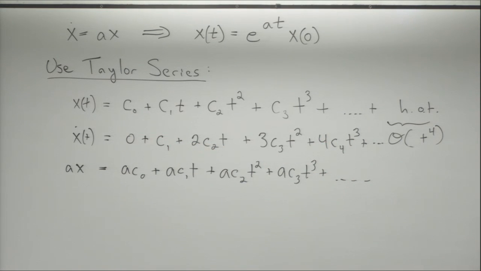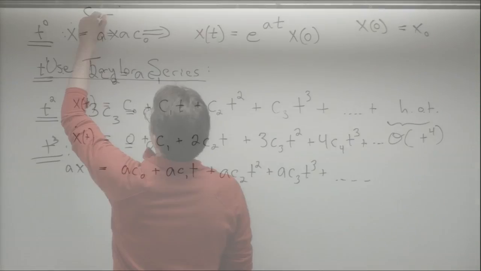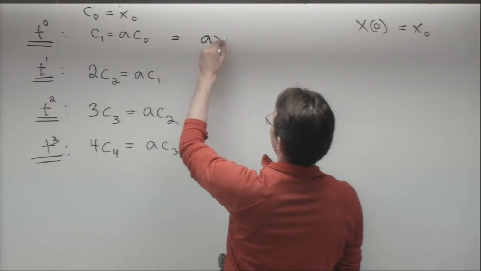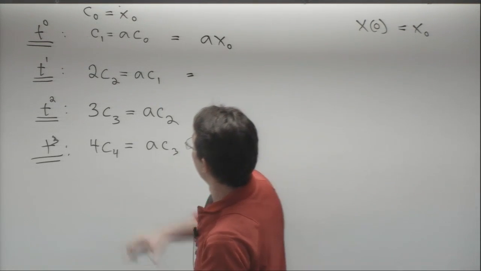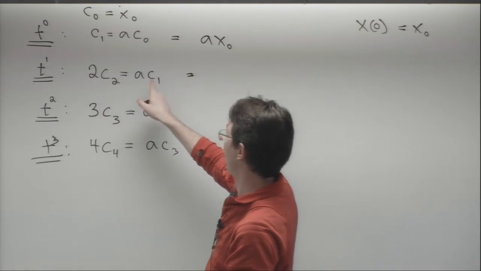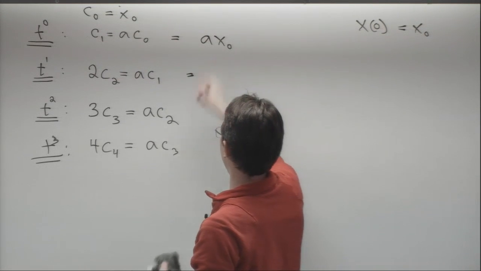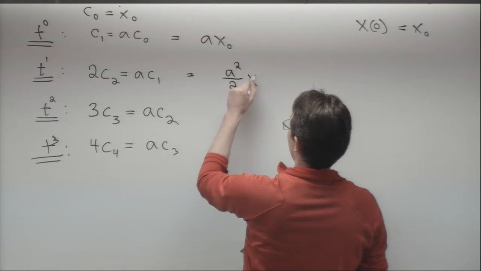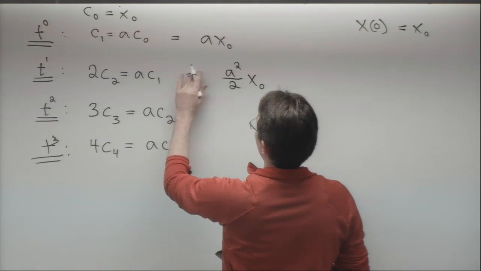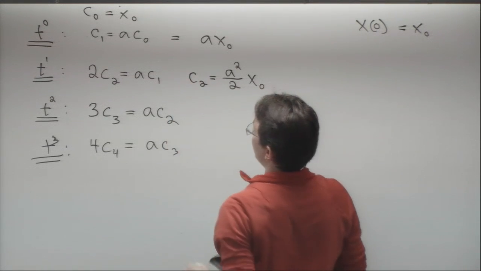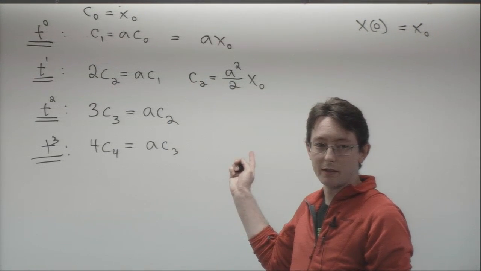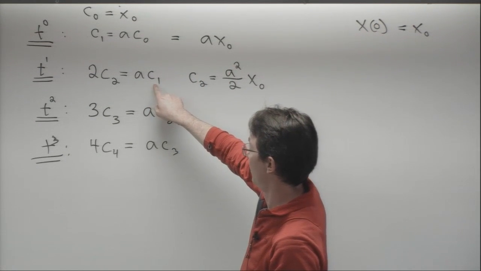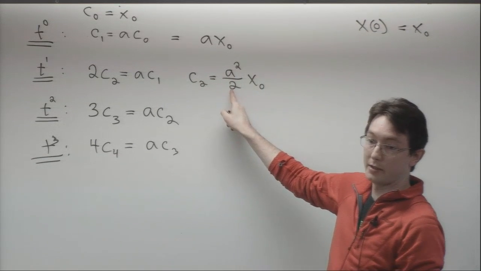So c0 equals x0, and that means that c1 is a times x0, and 2 times c2 is a times c1, but c1 equals a times x0. So I have a squared over 2 x0 equals c2. Does everyone see how I did that? I plugged in a times x0 here, I got a squared x0, and I divide by 2.